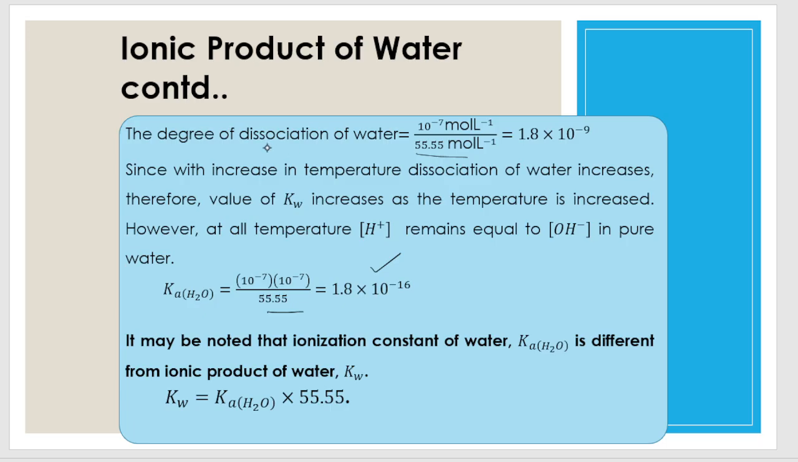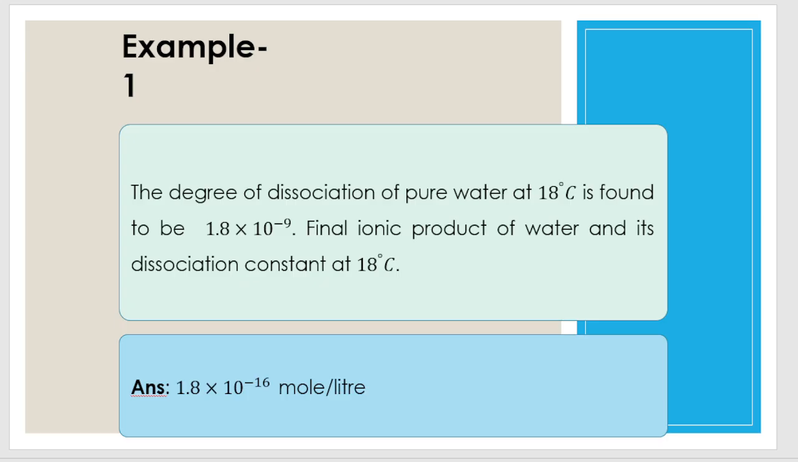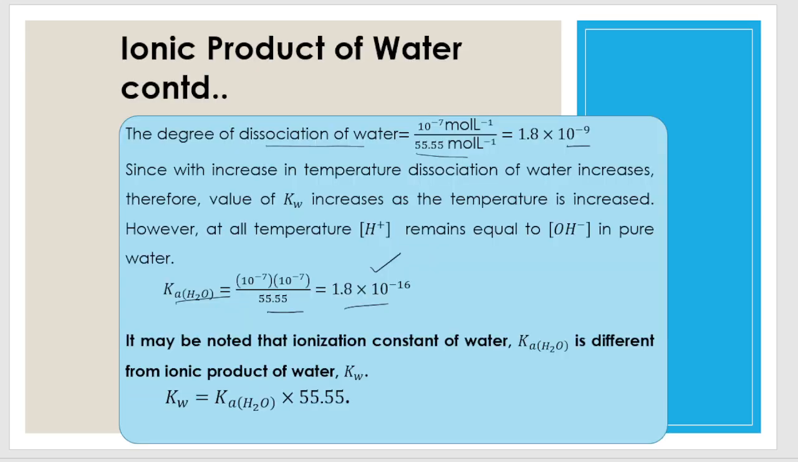This is called degree of dissociation, and this is the dissociation constant. Both are different. You can see the difference here in the value. And here Kw is the dissociation constant into 55.55. Regarding water, you can remember these formulae.